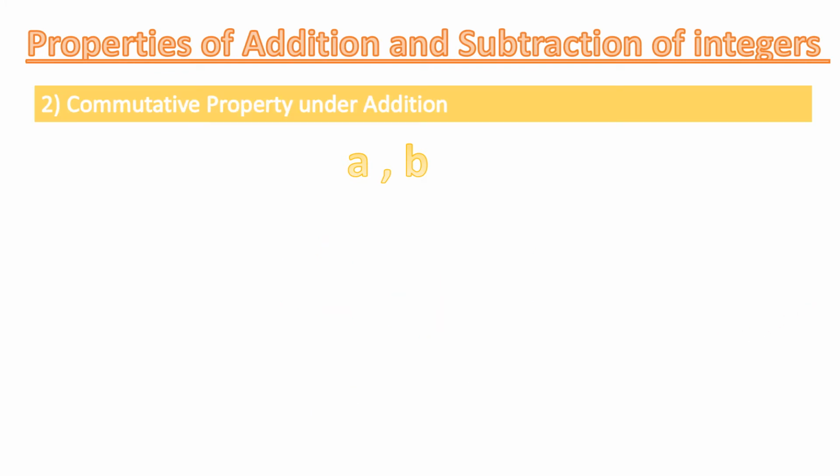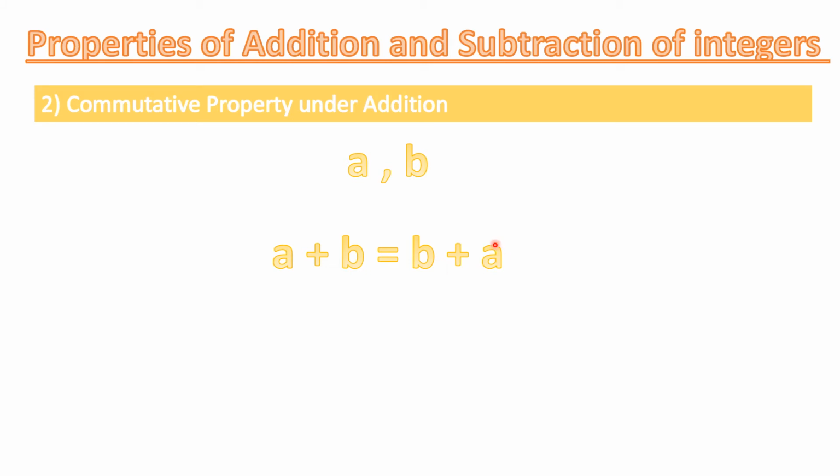Next property is called the commutative property under addition. Now, what does commutative property under addition say? Commutative property under addition says that when we take any two integers a and b, a plus b will be equal to b plus a.